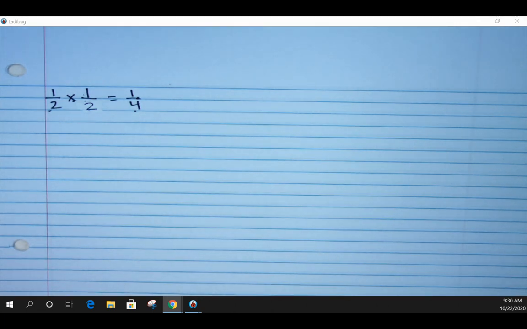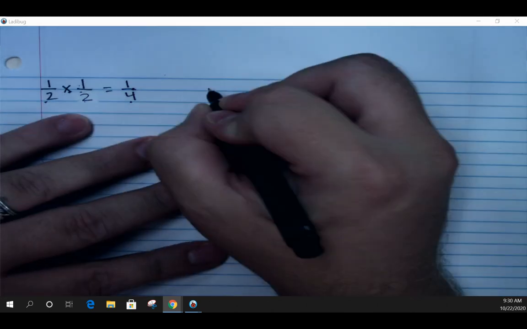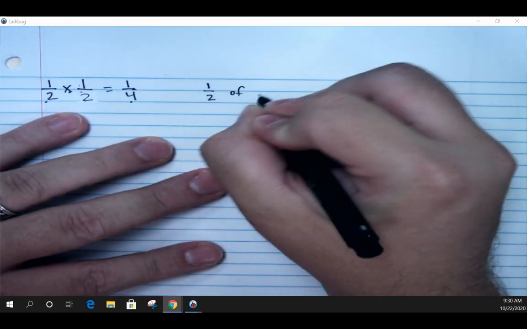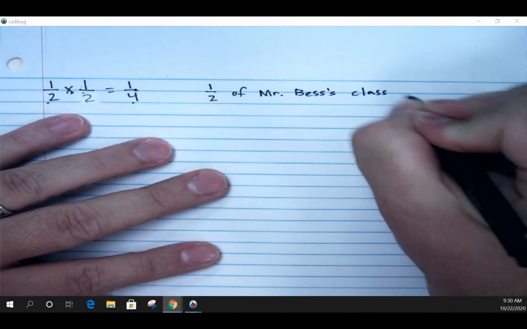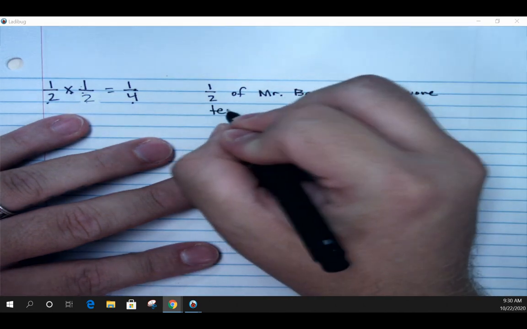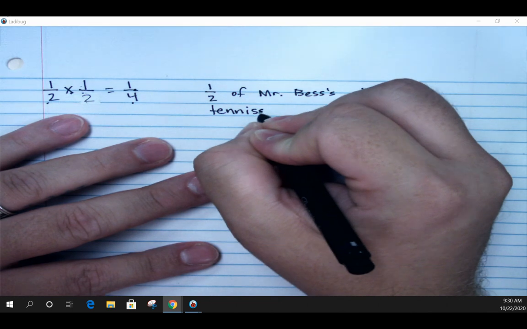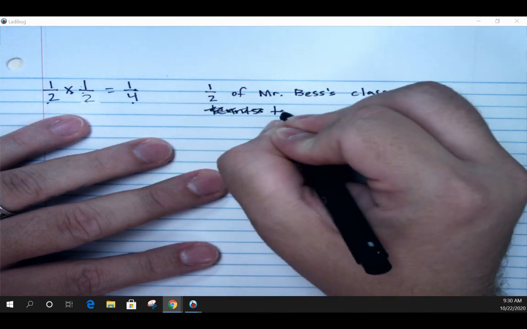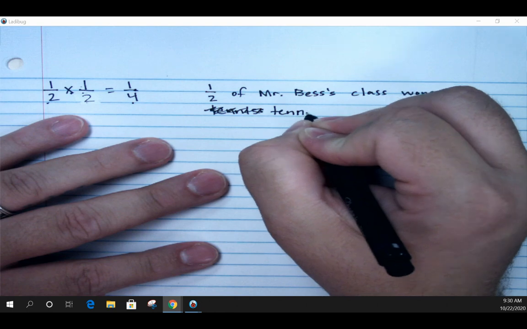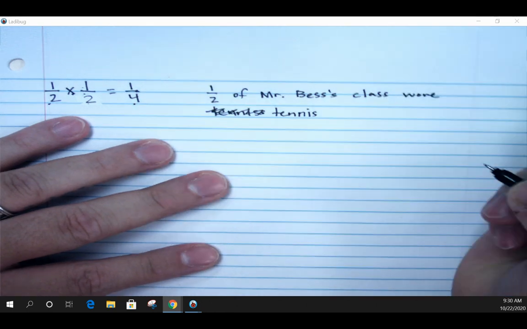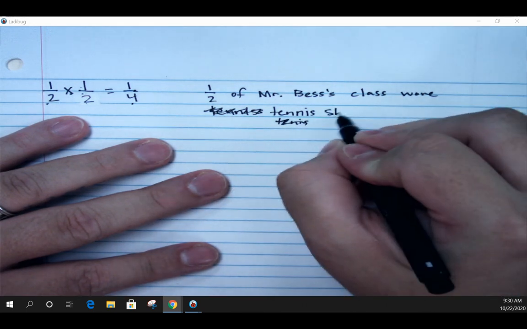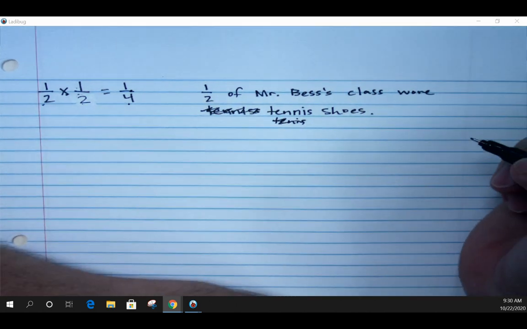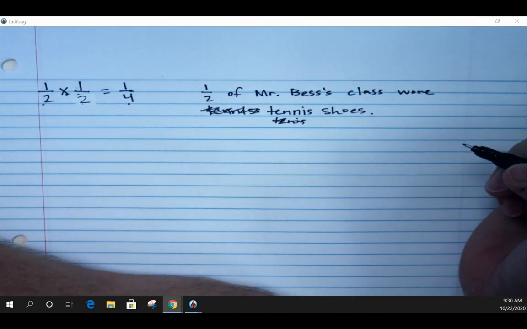Now I'm going to teach you a little story that goes with this. 1/2 of Mr. Bess's class wore tennis shoes. How do you spell it? Tennis? It's like tennis ball, but then instead of ball, shoes. Tennis shoes. Would you learn something new? 1/2 of Mr. Bess's class wore tennis shoes.